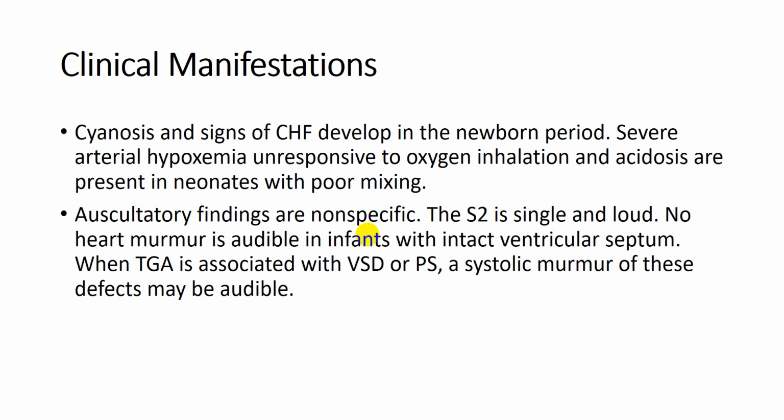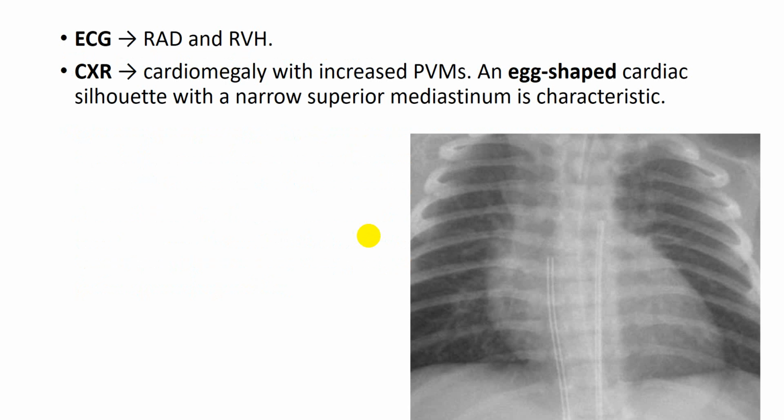When TGA is associated with VSD or pulmonary stenosis, a systolic murmur of these defects may be audible. So non-specific auscultatory findings in patients with TGA. On ECG, right axis deviation and right ventricular hypertrophy. On X-ray, cardiomegaly, increased pulmonary vascular markings, and a characteristic shape of the heart called egg-shaped cardiac silhouette with a narrow superior mediastinum. So this is like an egg.